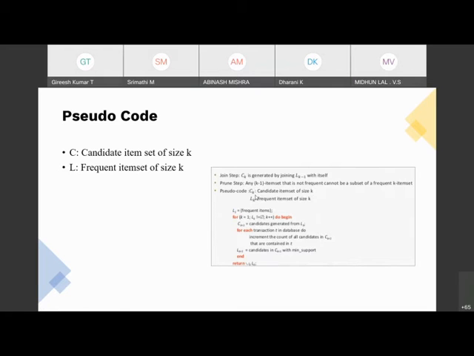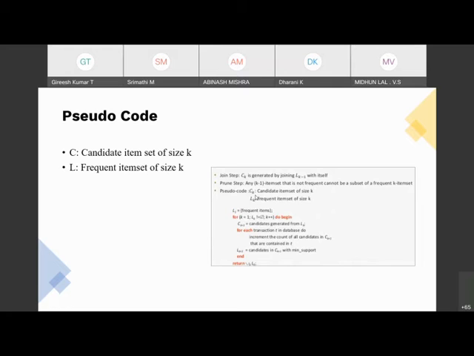Algorithmically, this is a two-step process. The first step is called a join step, and the next step is called a prune step. For the join step, Ck is generated by joining L of k minus 1 with itself. Prune step: any k minus 1 item set that is not frequent cannot be a subset of a frequent k item set. Then what you have to do?